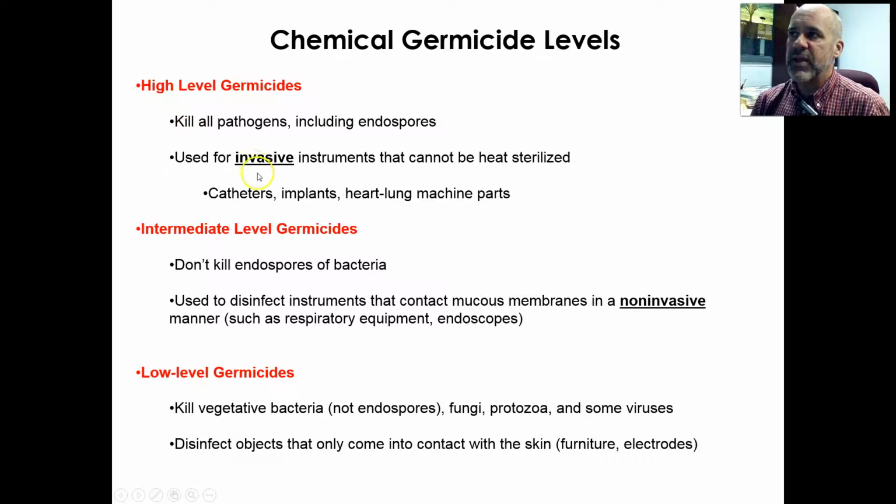So what would you use these for? There are certain instruments, things like catheters and implants, heart-lung machine parts. Those are things that are reusable, but you can't stick them into an autoclave, or you can't put them in a hot air oven because they're too delicate. But sometimes those things can be exposed to chemicals for long periods of time to achieve sterility.